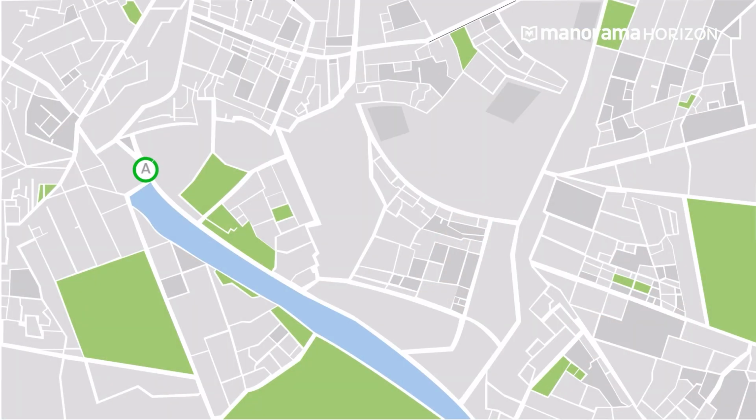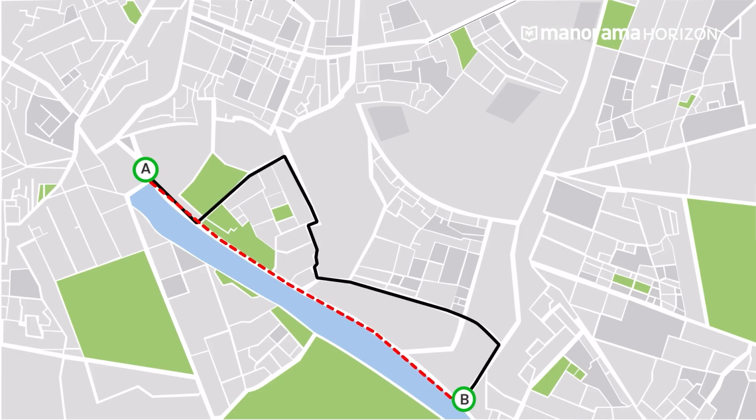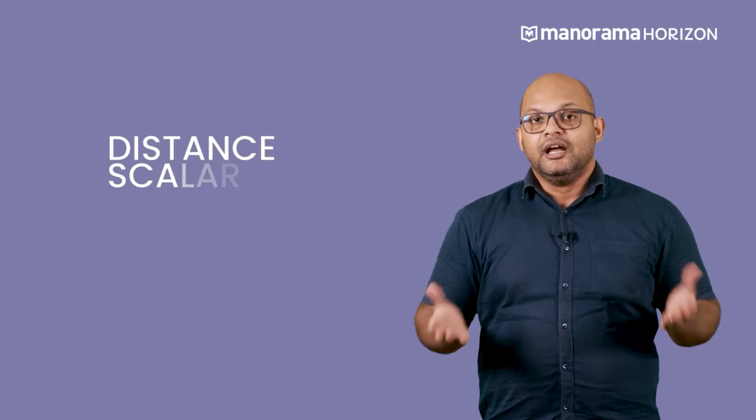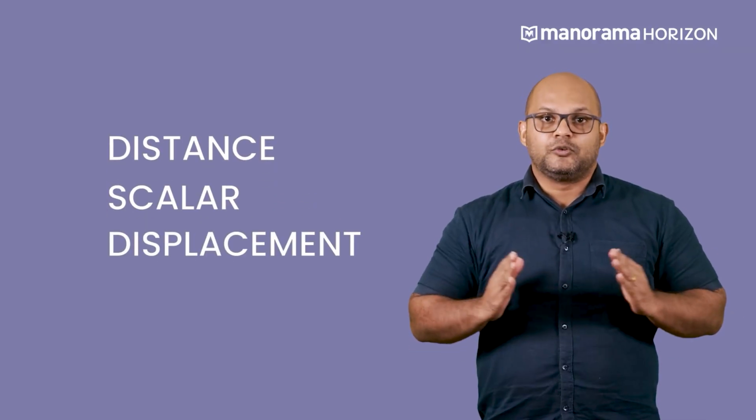On the other hand, the amount of energy consumed by a car moving from point A to B is dependent not on the separation between the points, but on the length of the actual path that was covered by the vehicle. In addition, we must remember that while distance is a scalar quantity, displacement is a vector quantity.